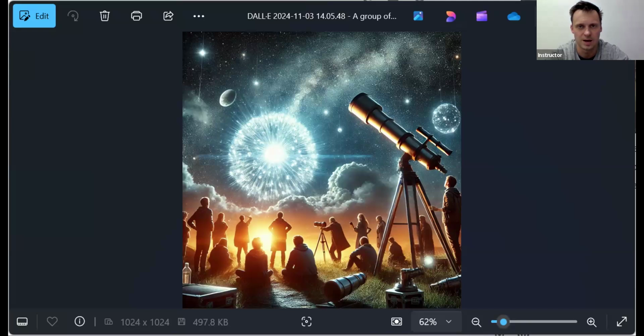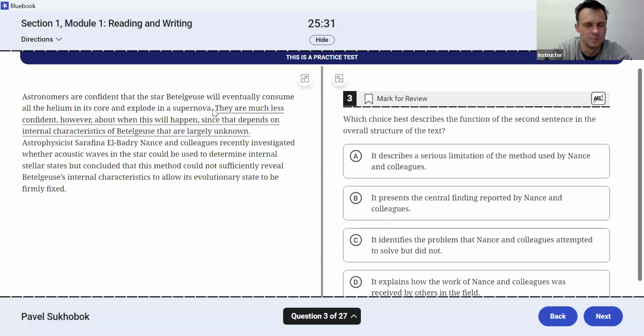Now, let's go ahead and get back to the question. And the question in this case, as you may remember, was this one. Keep in mind my time, because I've been creating these images as we go along, is a little different than what it would normally be. They are much less confident, the astronomers, however, about when this will happen, since that depends on internal characteristics of Betelgeuse that are largely unknown.